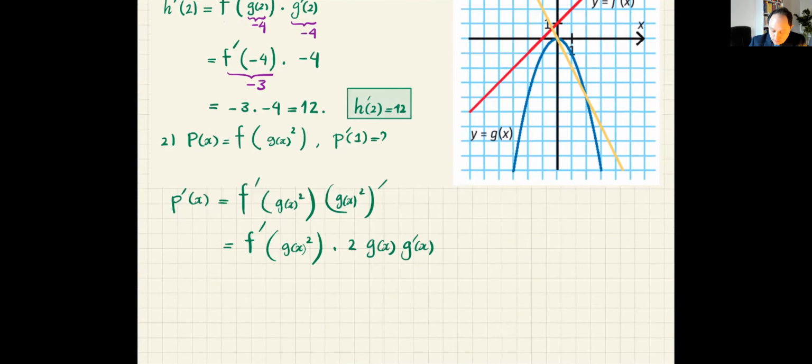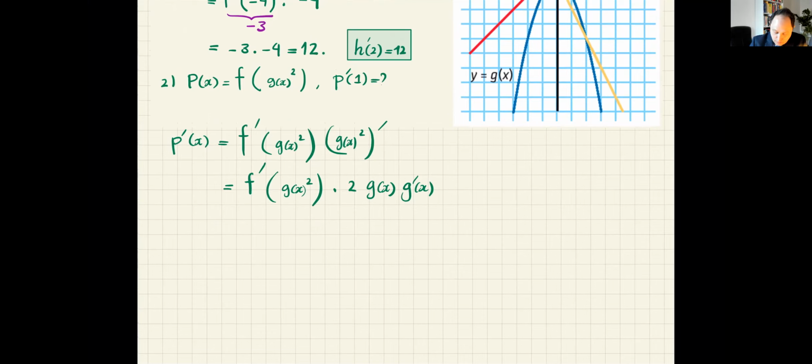Okay, so let me write it in an organized way so that we can finally answer this question. So p prime of x, if you don't mind, let me write 2 g of x and g prime of x on the left-hand side. It doesn't matter, of course, but let me keep it in this organized way.